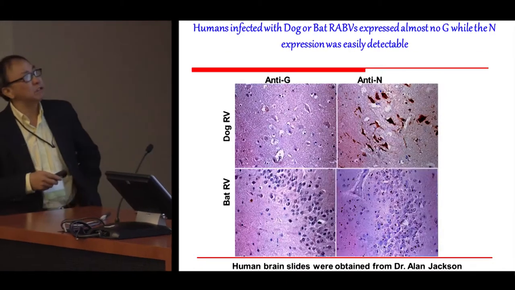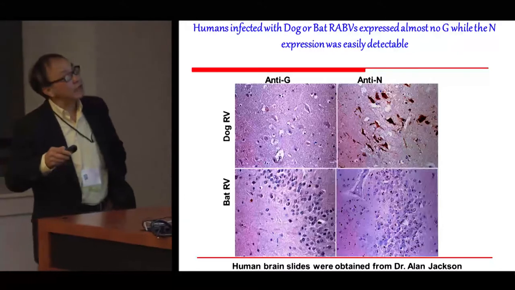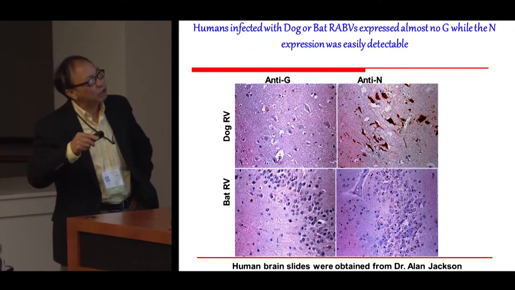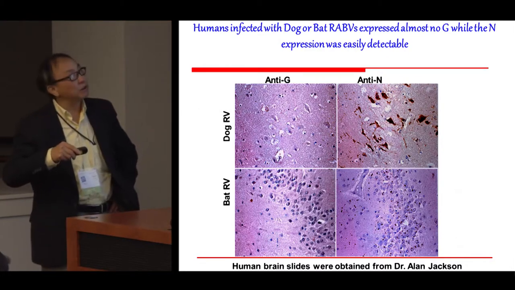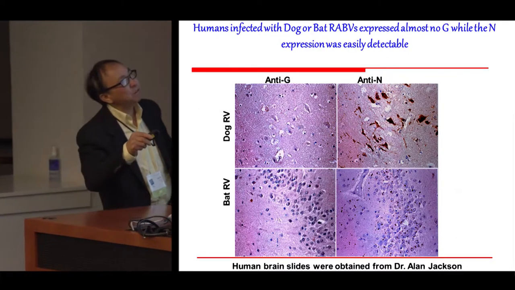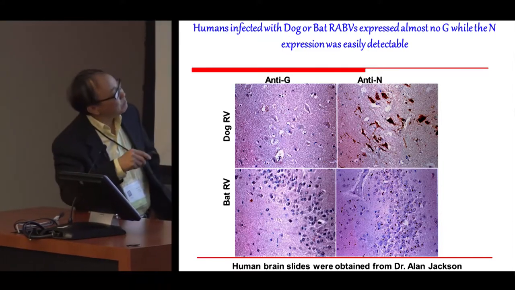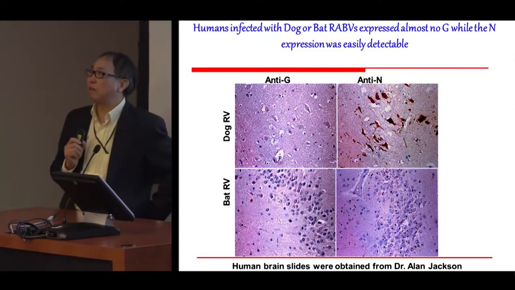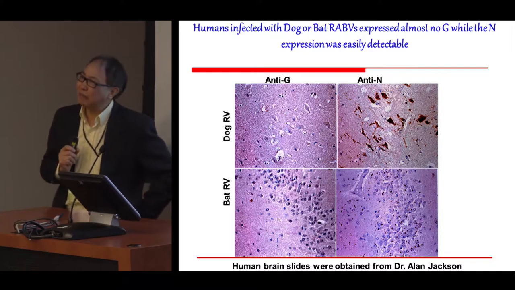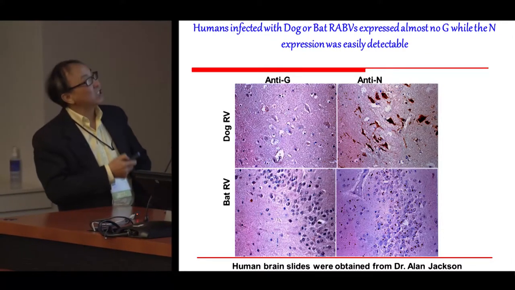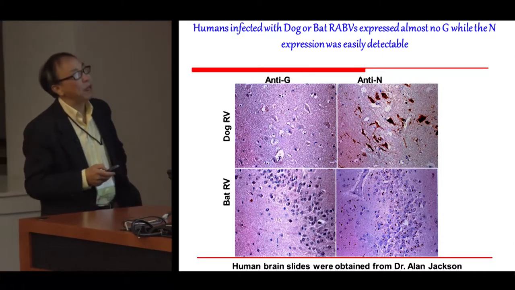Now that's from humans. This is a slide we obtained from humans infected with either the dog virus or the bat virus. Again, what you see is the anti-nuclear protein, we can see them labeled very well. But the glycoprotein is very, very little. So somehow the virus has a way to regulate the expression of the glycoprotein.